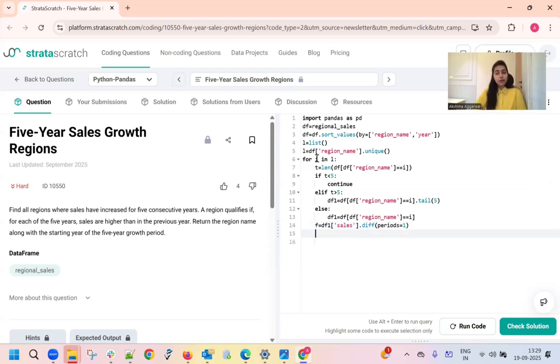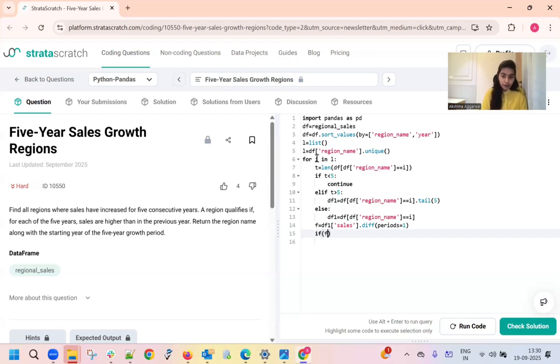Now consider the point: the very first value of the difference is always null. Why? Because the very first value, how do we compare it with the previous one? There is no previous value. So that is the case. The first value is always null. Now, we are going to neglect the first value by using slicing.